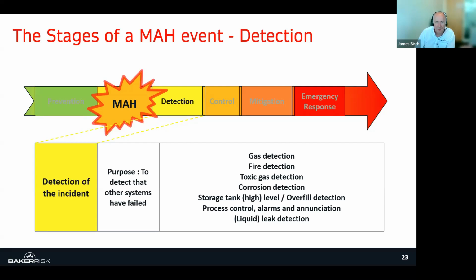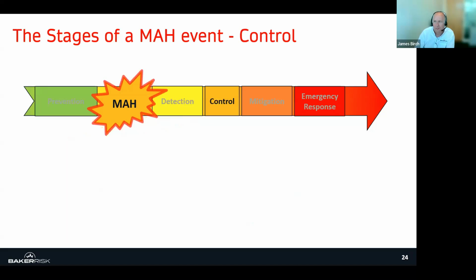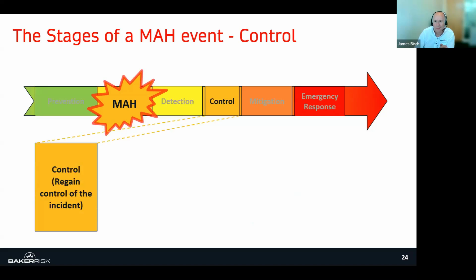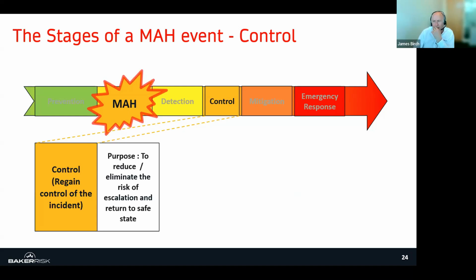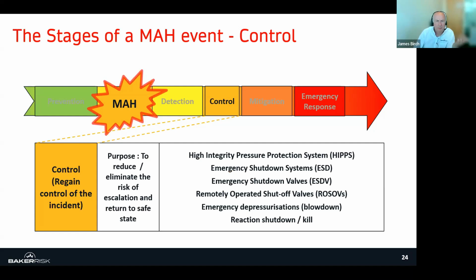After that, we move to control. So our objective here is to try and regain control of the incident. Try and turn it to being the smallest we can. Keep it in a manageable state. So these may be shutdown systems, blow down, shut off valves, this type of thing. So we're trying to now keep it small and controllable.